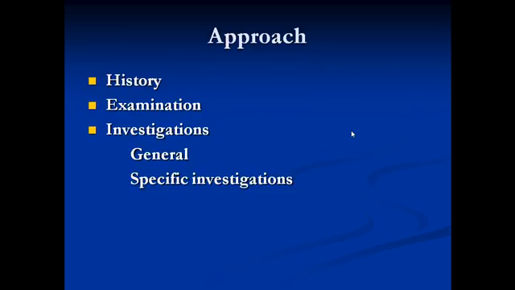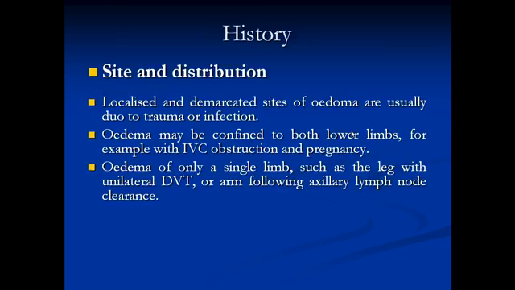So after finding a patient with edema, how to approach? Very easy. Whenever we find a patient, we have to go through history taking, examination, investigation, and final diagnosis and management. History: site and distribution. Localized and demarcated sites of edema are usually due to trauma or infection. Edema may be confined to both lower limbs, for example, with inferior vena cava obstruction and pregnancy.